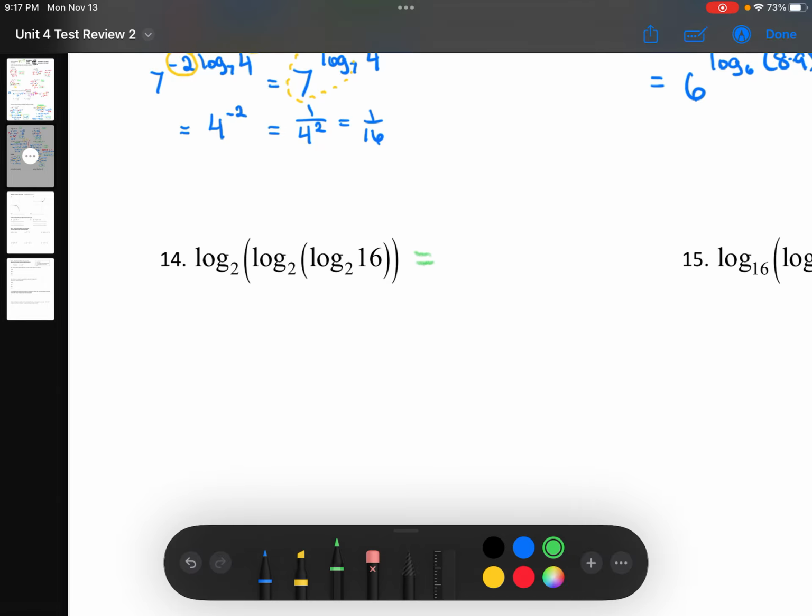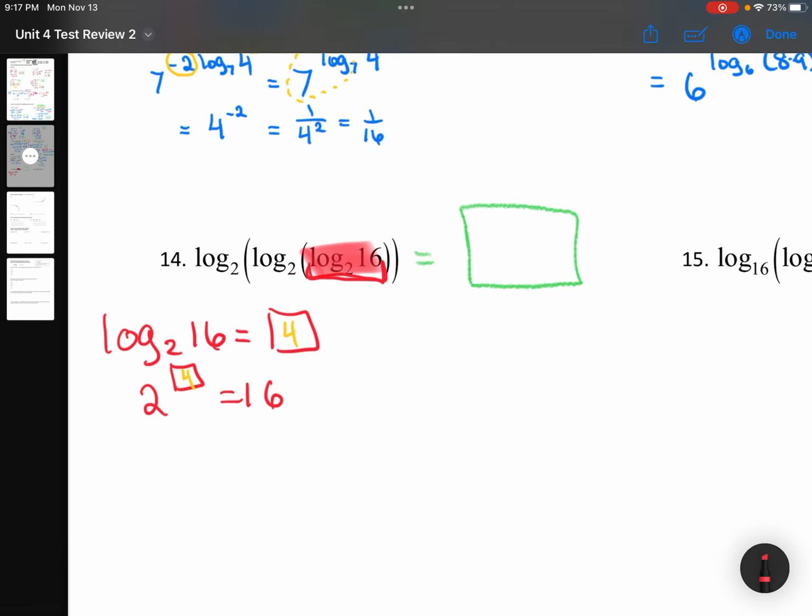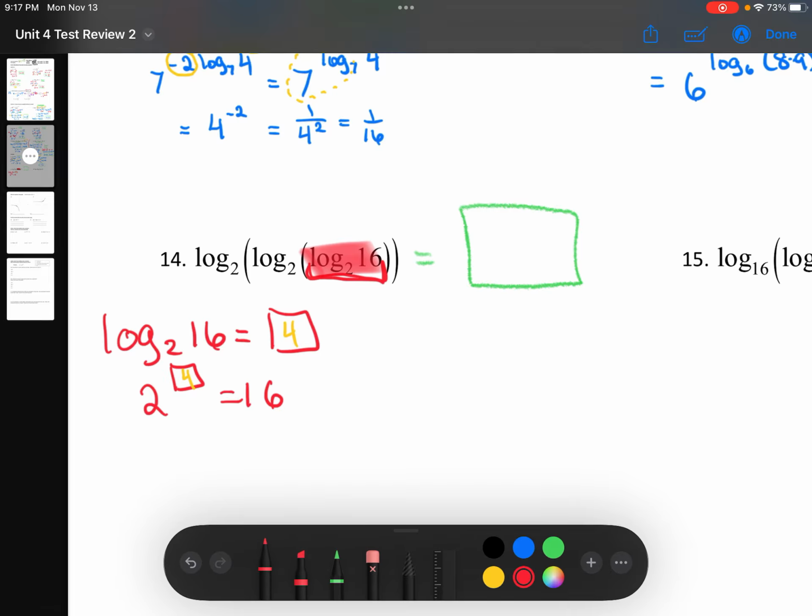Let's look at 14. We are finding the value of all of this stuff. Work from the inside out. Do the inside first. So log base 2 of 16 will equal something. That means 2 to some power is 16. And we know that that power would have to be 4. So log base 2 of 16 is replaced with 4.